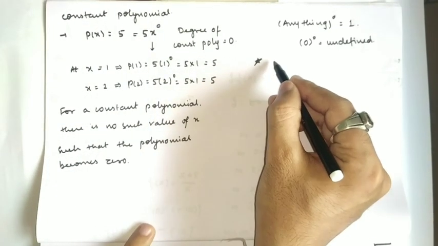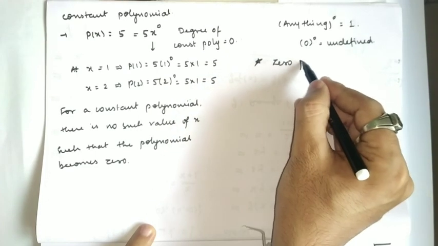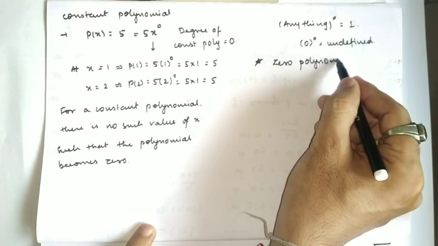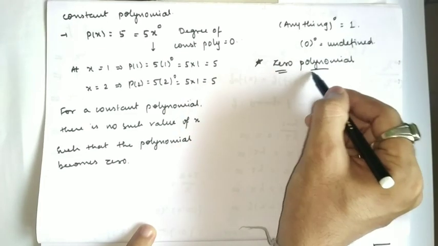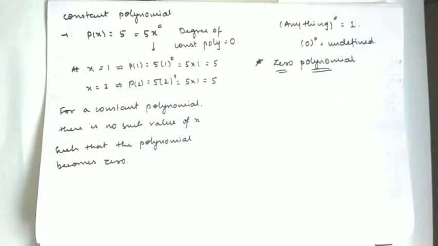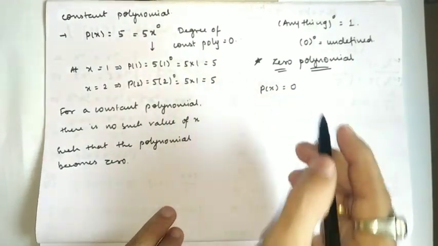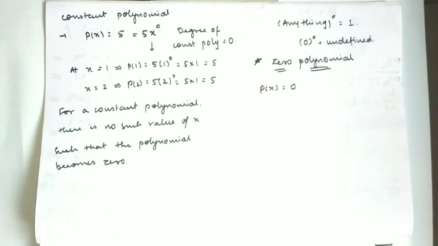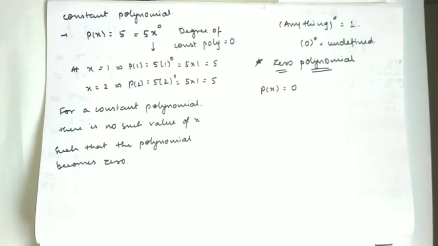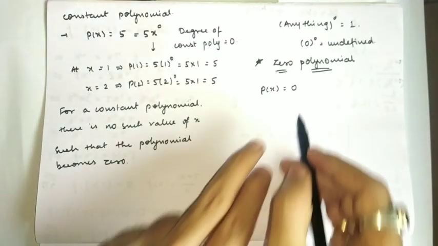Then let's go for the zero polynomial. See, I am talking about the zero polynomial. I started today's class with the zero polynomial. The question I asked in the last class was, what is the degree of the zero polynomial? We said the degree of a zero polynomial is not defined, or undefined. We cannot define the degree of a zero polynomial. That means the polynomial p of x equals 0 is called the zero polynomial, because we don't have anything over here.